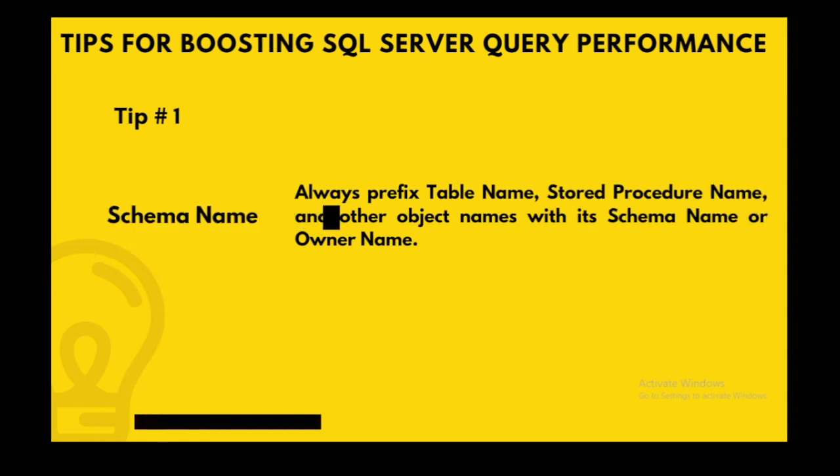Tip number one is to always prefix table names, stored procedure names and other objects with the schema name or owner name. If the schema name is not provided, the SQL Server engine tries to find it in all schemas until the object is found. The SQL Server engine will not search for the table outside of its schema if the schema name is provided. So the best practice is to give a schema name to the objects.